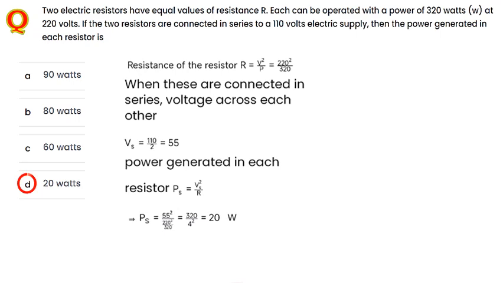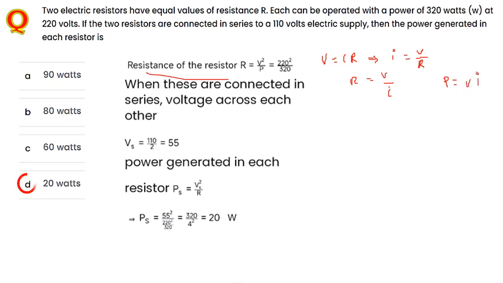The first thing is the resistance of the resistor, which is R equal to V square divided by P. You already know this according to Ohm's law: V is equal to I into R. From here, I is equal to V divided by R, and R is equal to V divided by I. Already you know that power P is equal to V into I.